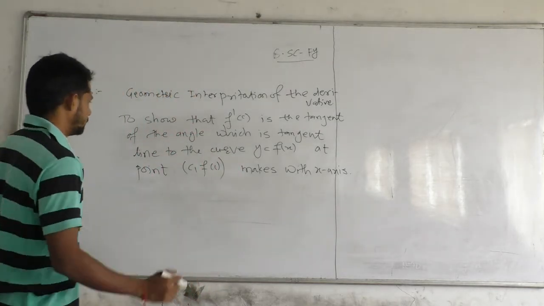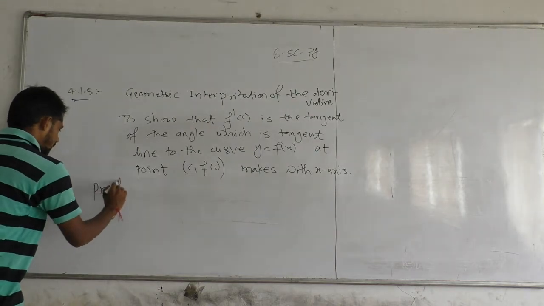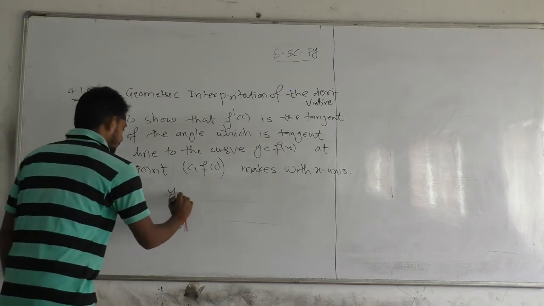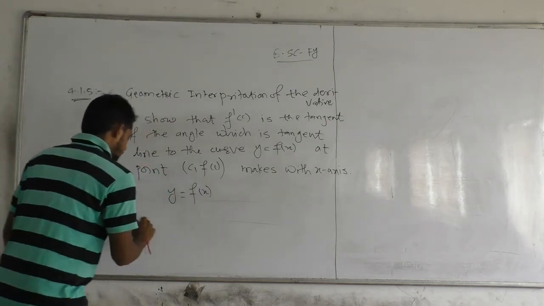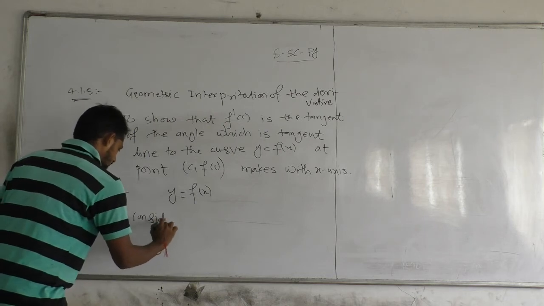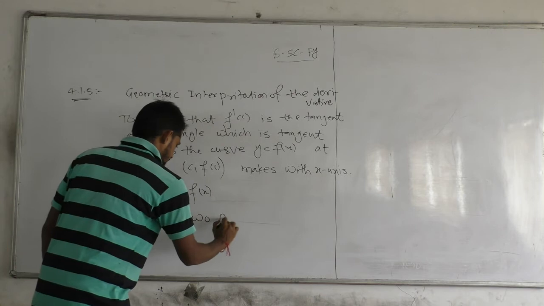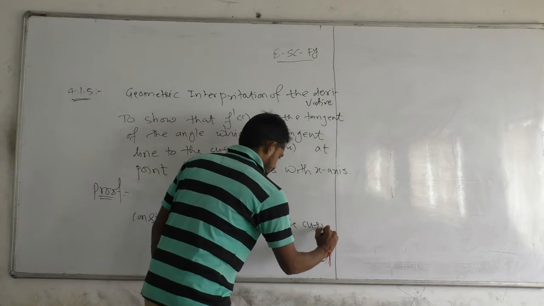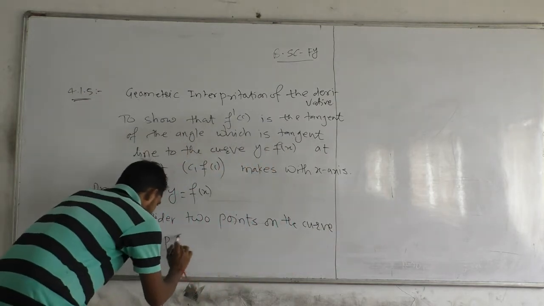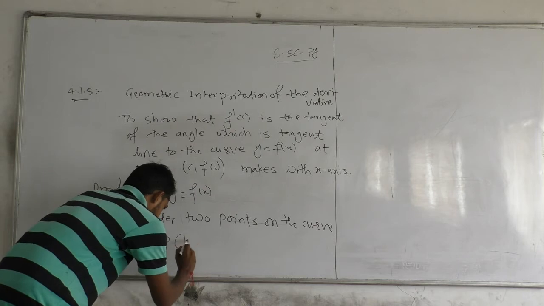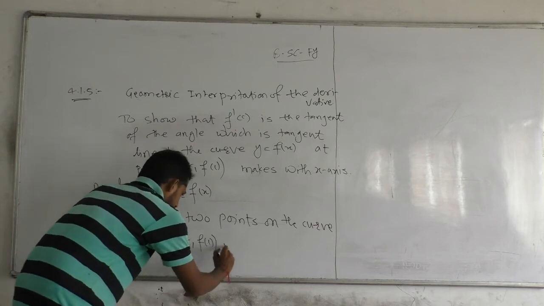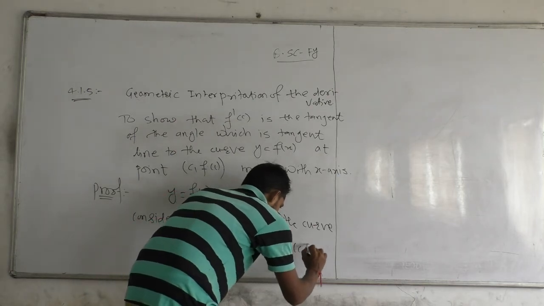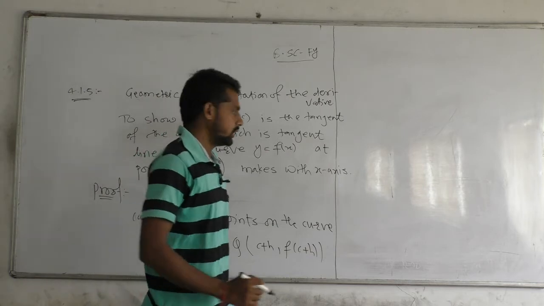Now, proof for the working rule. Given the curve y is equal to f of x, consider 2 points on the curve. First point P, c comma f(c), and second point Q, c plus h comma f of c plus h. These are the 2 points on the given curve.